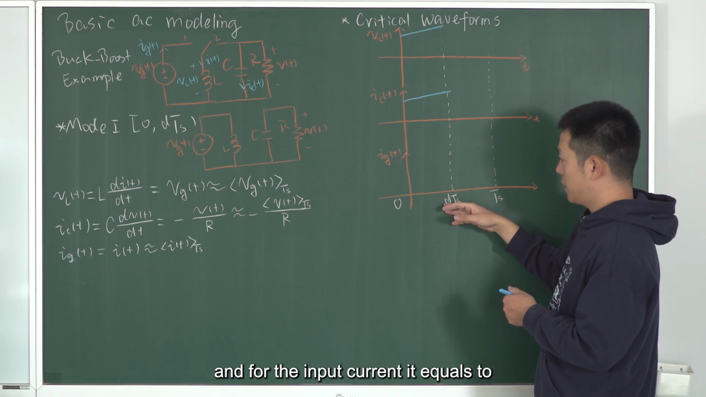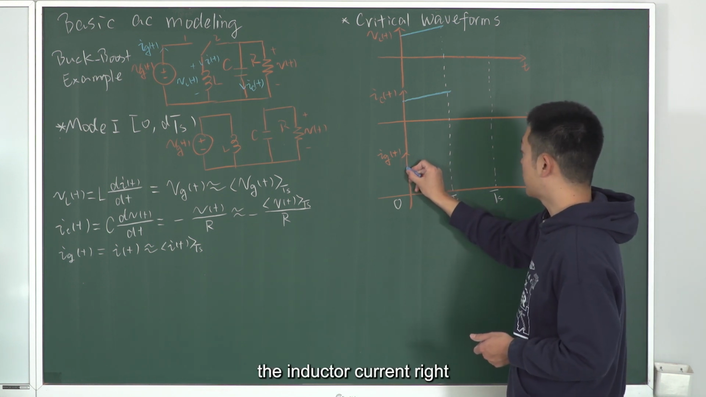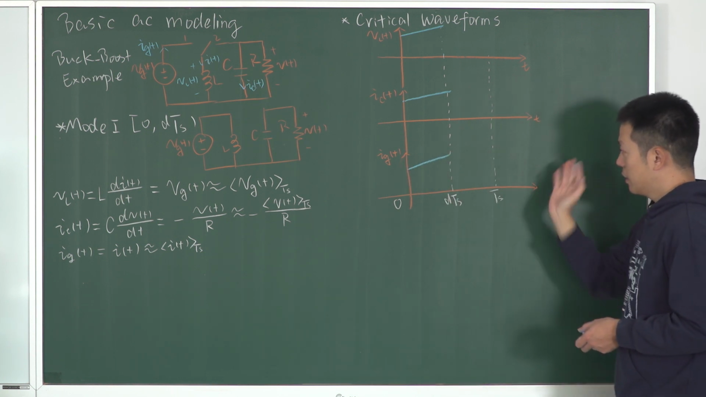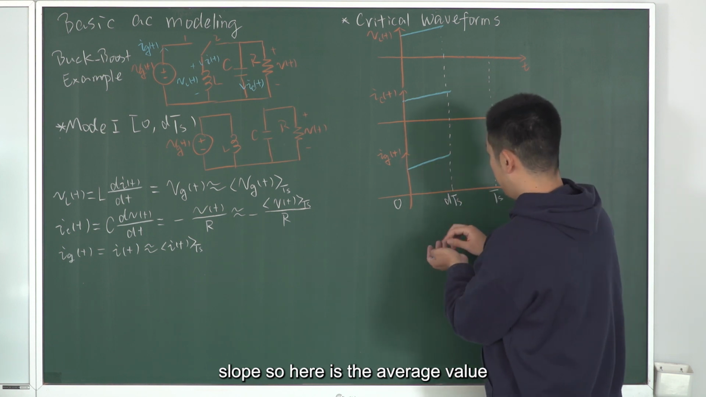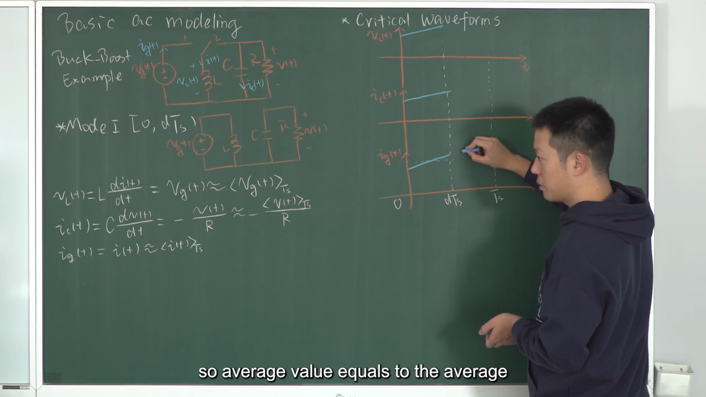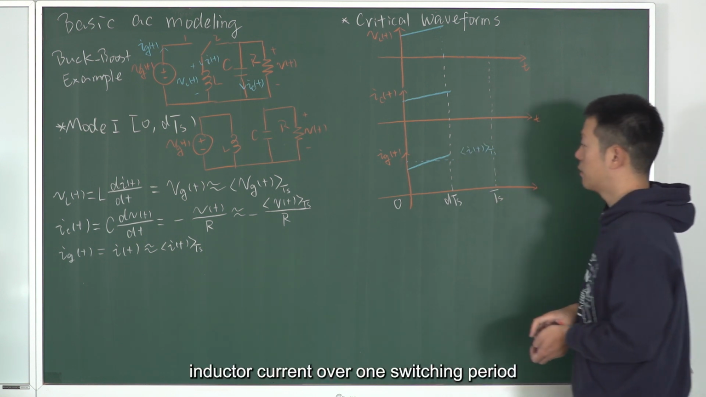And for the input current, it equals the inductor current, right? The inductor current will have a slope. Here is the average value, which equals the average inductor current over one switching period.